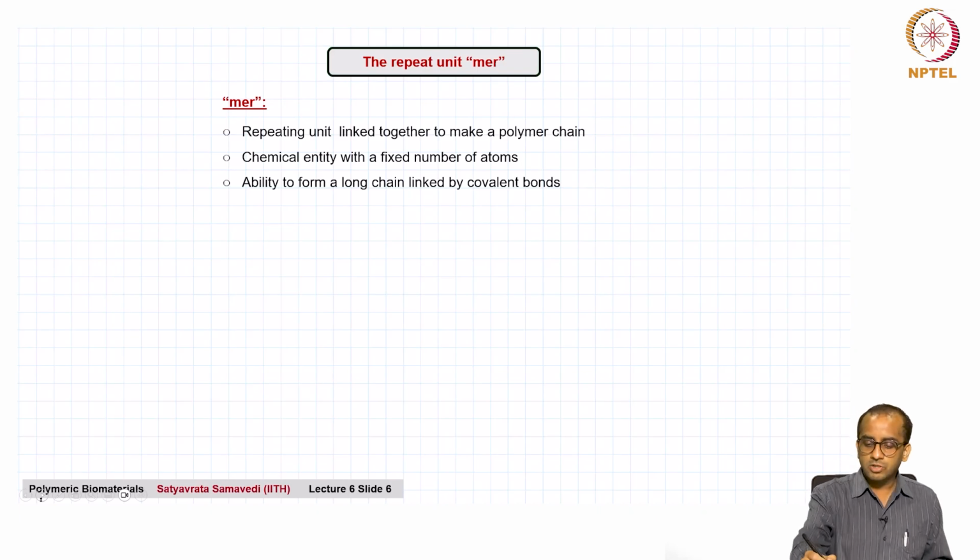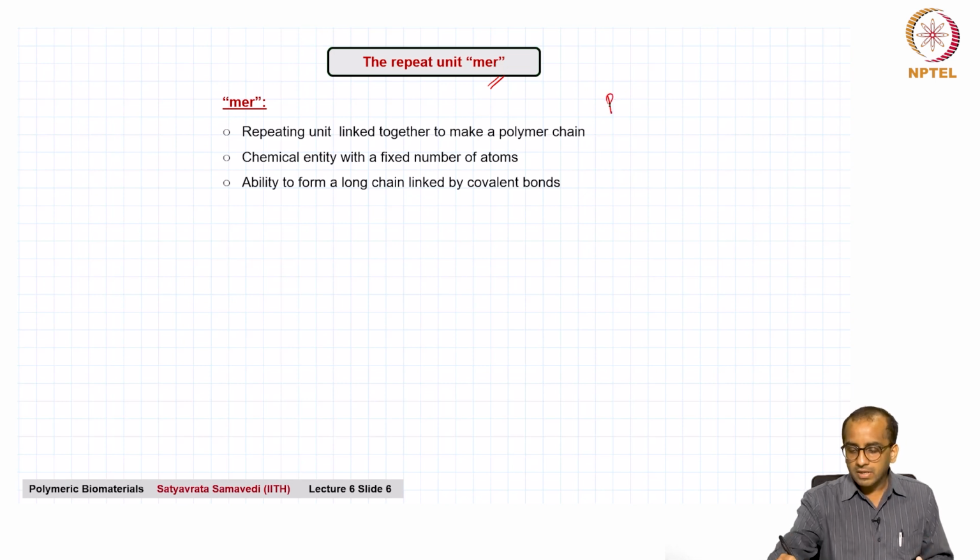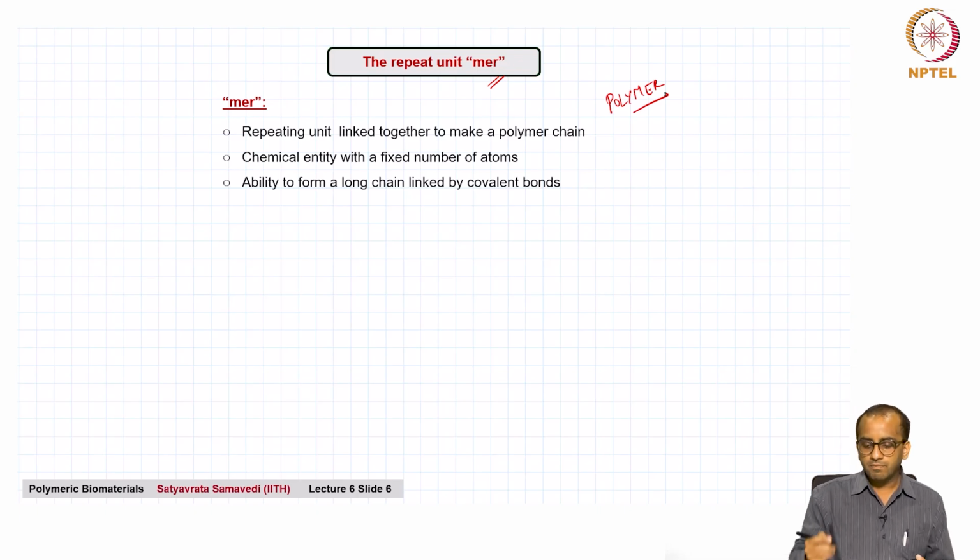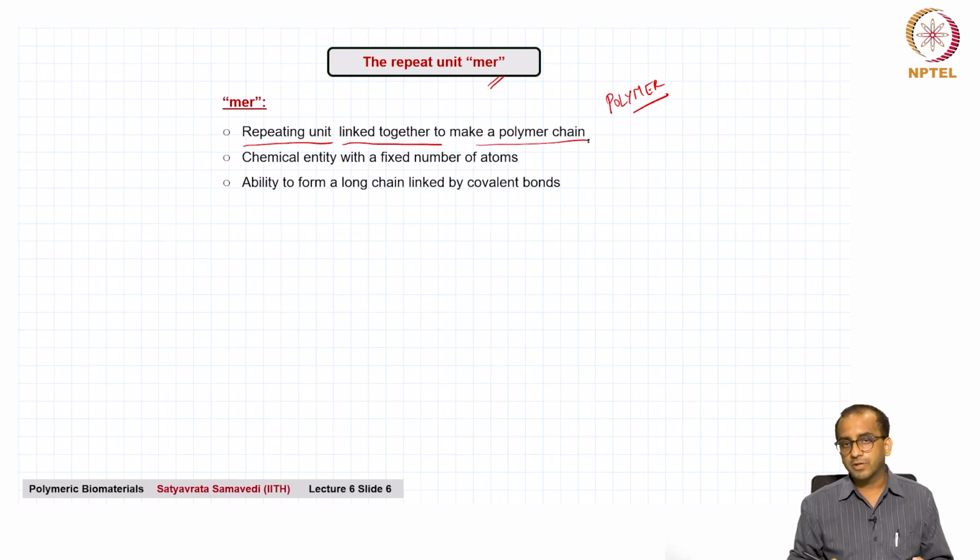So, with that background being set, now we go into defining some keywords that are important for us to understand polymers. First one is the repeat unit, or what we call mer. That is the mer in polymer. Mer here is simply the repeating unit linked together covalently to form a polymer chain, right. So, we talked about polymers as having a repeating unit that repeats continuously in a long chain, and that repeat unit is called a mer.